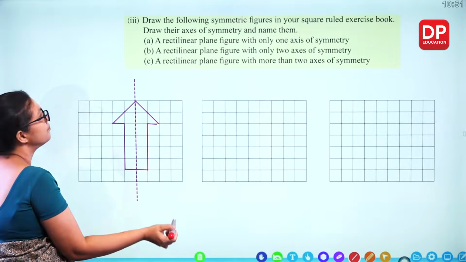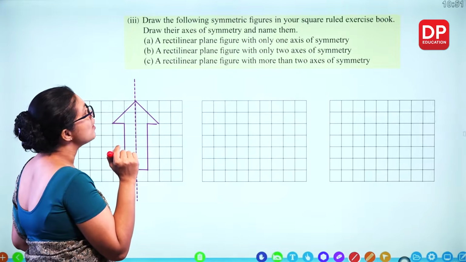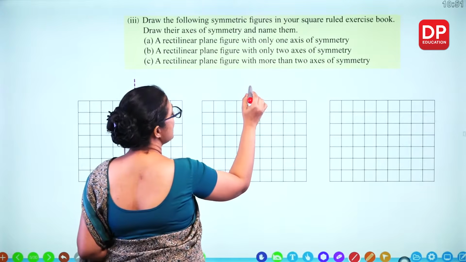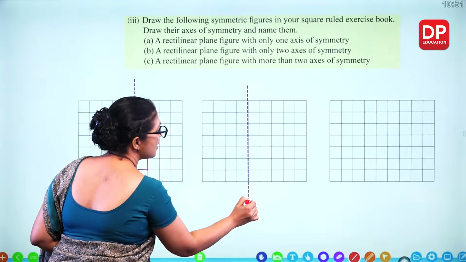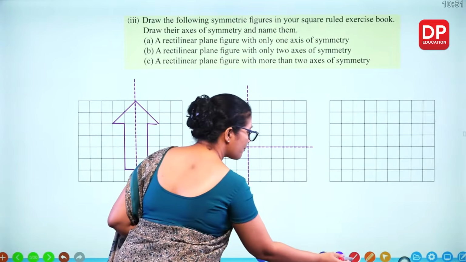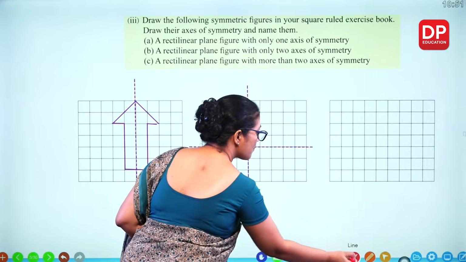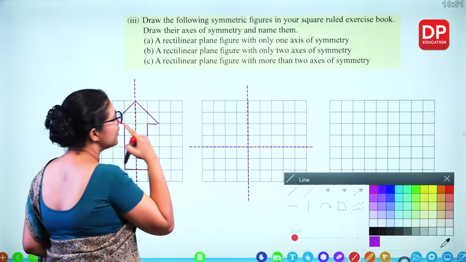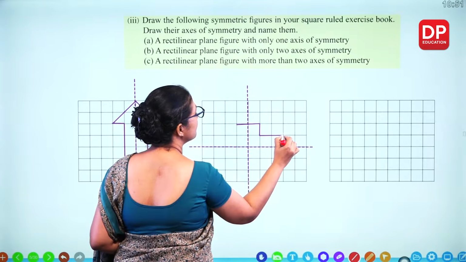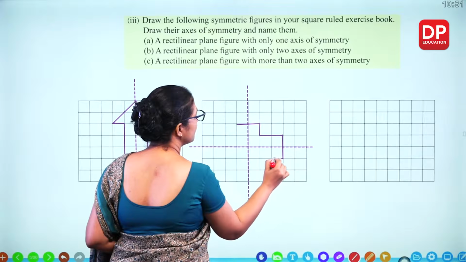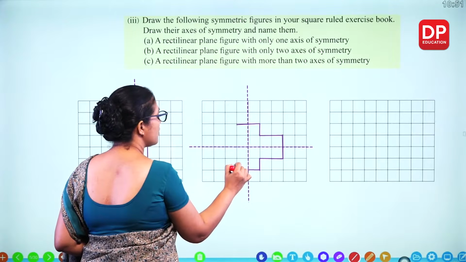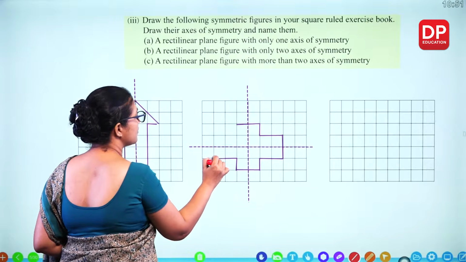You get one line. Then a rectilinear plane figure with only two axes of symmetry. So two axes of symmetry means we can just draw the axis of symmetry this way and then complete the figure. So we'll draw something like this way. So you need to get the same part on the other side, like this.